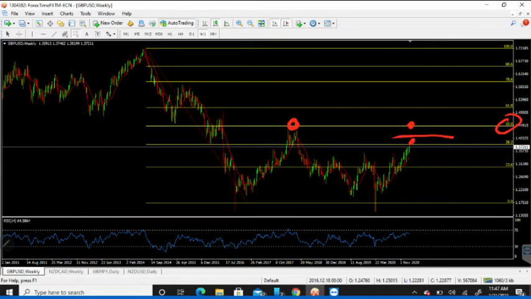All right, did I draw that correctly? I think I didn't draw that correctly. Let me do that again. So I'm having from here to here. Okay, I'm correct. So I'm having the 88.6 Fibonacci around there. Again, 88.6 Fibonacci around there.